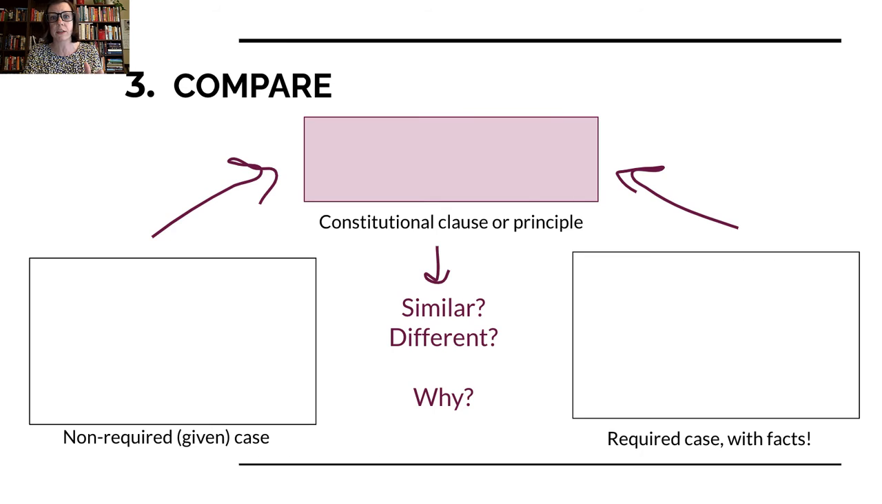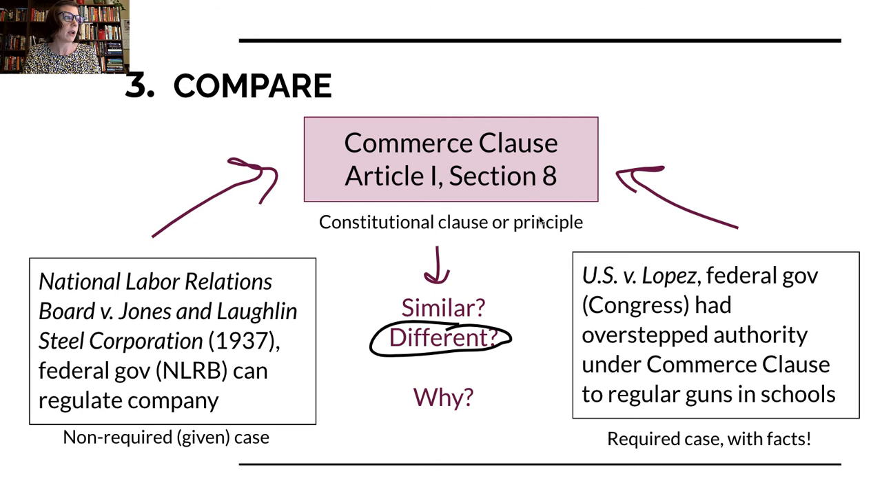So my comparison for this particular question, right, I identified the Commerce Clause as being the constitutional clause that the Supreme Court is using in this case, right? And I just make a little note to myself. The federal government can regulate this company, the federal government, in the form of this bureaucratic agency, the National Labor Relations Board. The Supreme Court says they can do that because of the Commerce Clause.